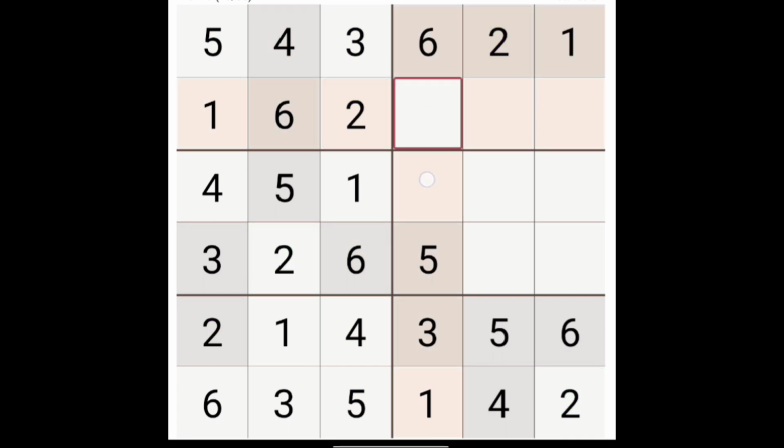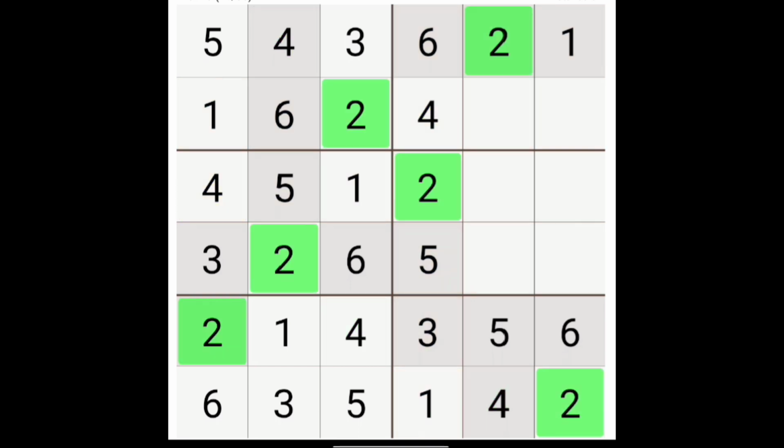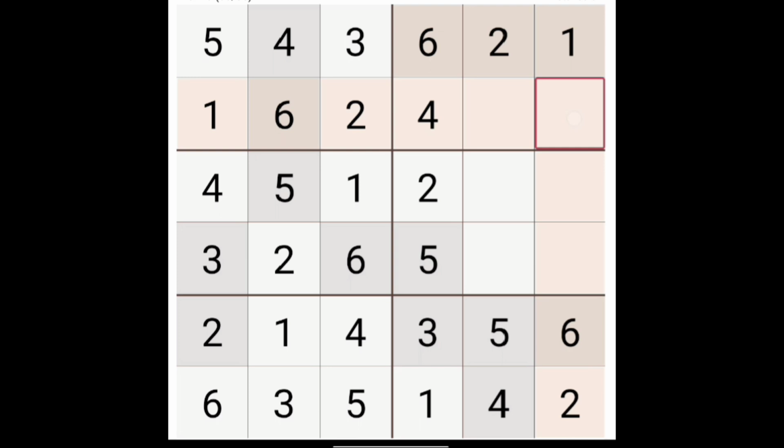So let us complete fourth column. In the fourth column 6, 5, 3, 1 are given. 2 and 4 are missing. So we cannot write 2 here because 2 is at the left of this cell. So 4 will come this place and 2 will come at this place. Okay. So let us complete this box.